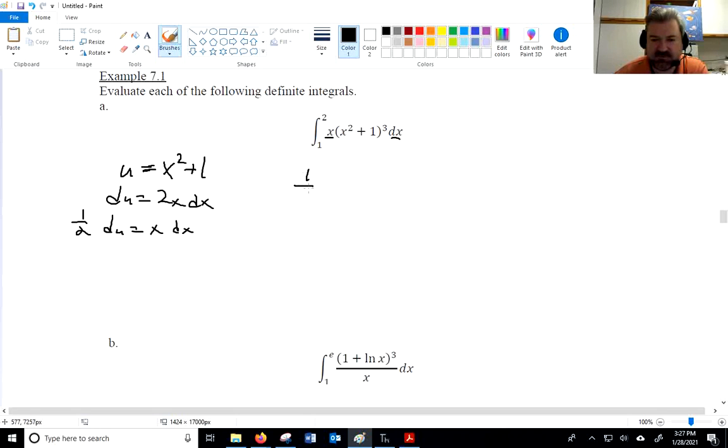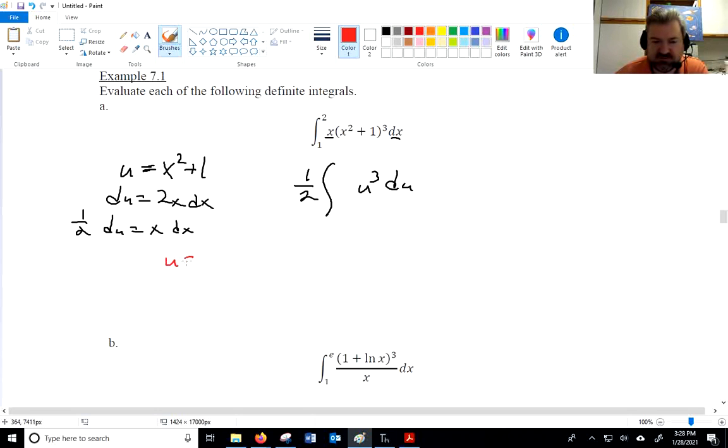So I'll bring out the 1/2, rewrite my integral, and I'm going to come back to what goes here and here. x squared plus 1 is u, so that's a u cubed. And x dx became the 1/2 du. I brought out the 1/2, so this is just a du. Well, these bounds are bounds for x. They're not bounds for u. So I need to change these bounds.